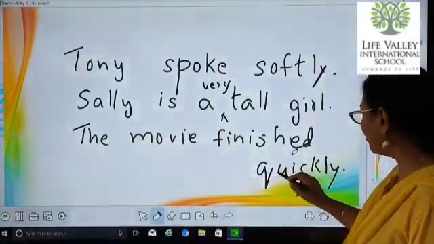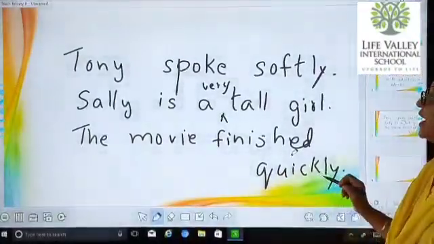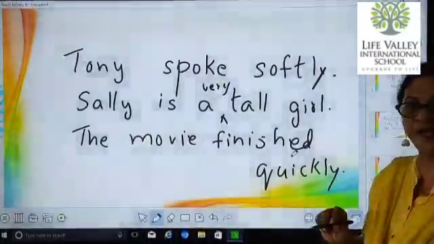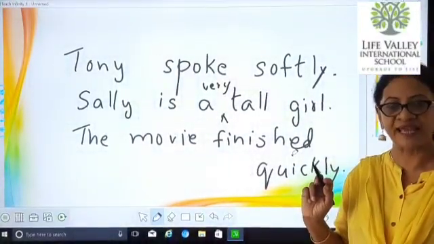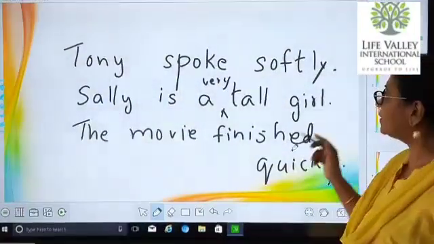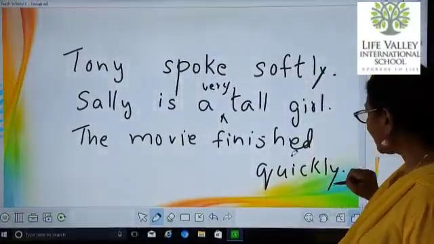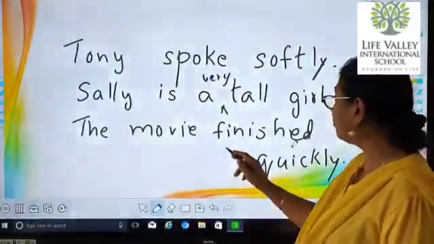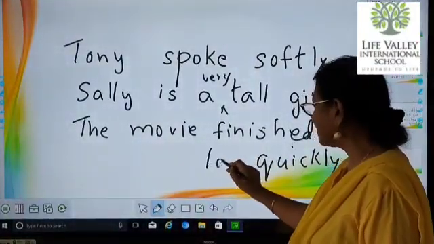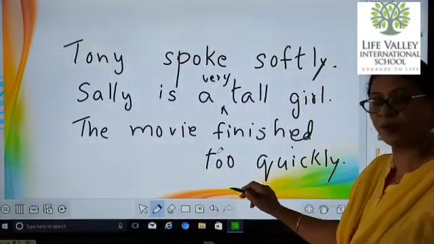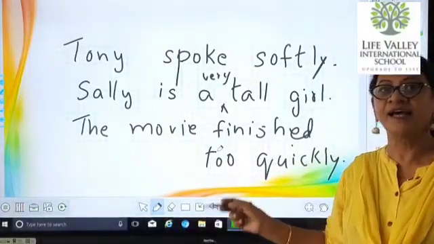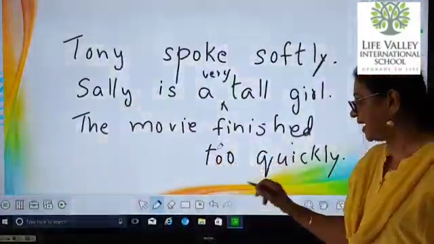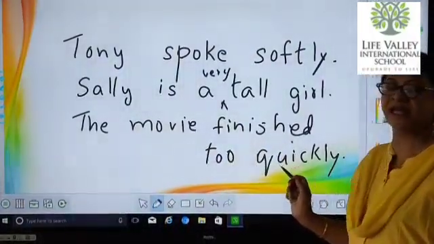For example, you all know quickly, because we remember mostly words which end with ly are all adverbs. Words which end with ly are adverbs. So you know this is an adverb. But suppose you say the movie finished too quickly, or very quickly, or really quickly. Those are adverbs which are describing another adverb.